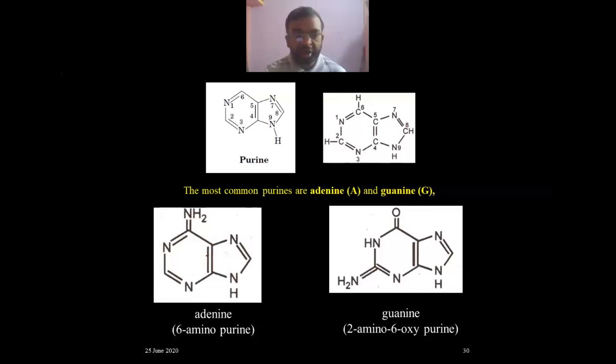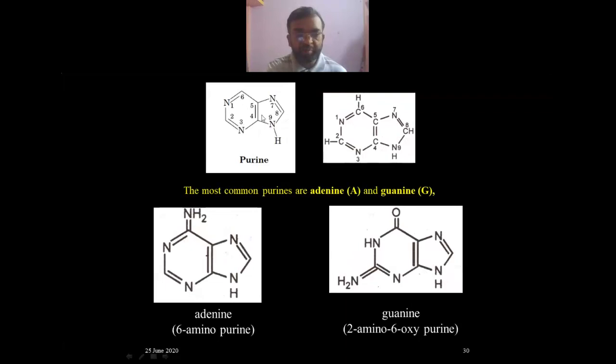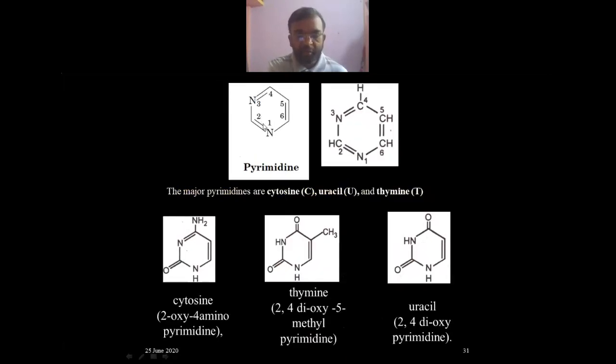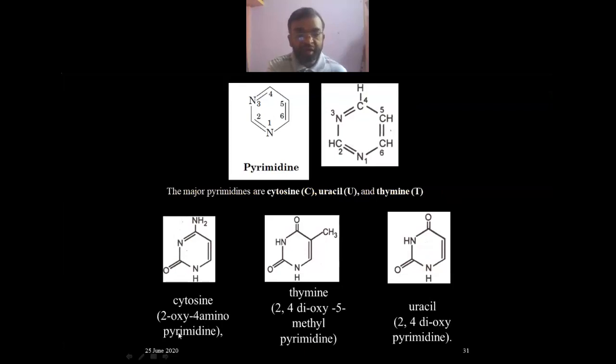Now, once you are aware of this bonding pattern, it is not difficult. Just prepare the structure of a purine and of a pyrimidine. Today's task is that you have to prepare the structure of purine and of pyrimidine. Once you prepare them, 6-amino purine means adenine, 2-amino 6-oxypurine means guanine, 2-oxy 4-amino pyrimidine means cytosine, 2,4-dioxy 5-methylpyrimidine means thymine, and 2,4-dioxypyrimidine means uracil. If you keep this nomenclature in mind, then just by knowing the 2 structures, it is possible to draw the 5 structures. Clear?